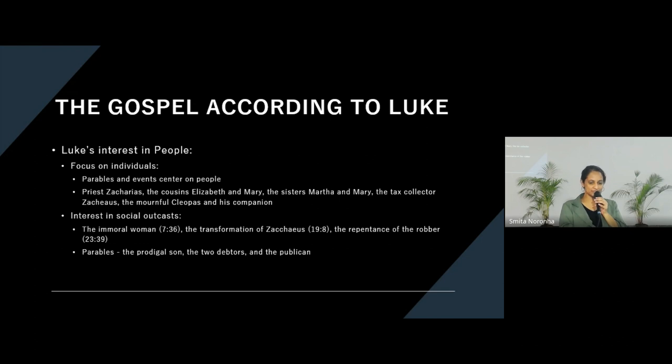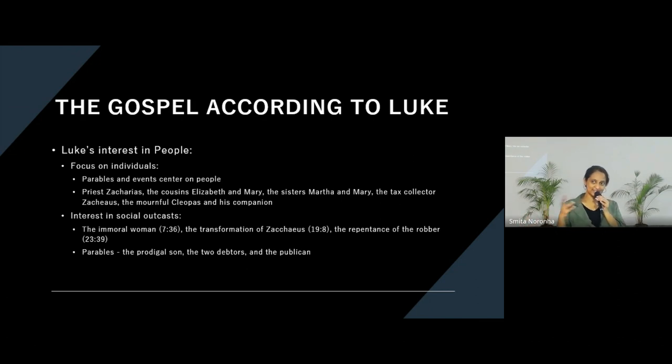He also includes these parables: the prodigal son, the two debtors, and the publican. The publican is the parable of the Pharisee and the tax collector.